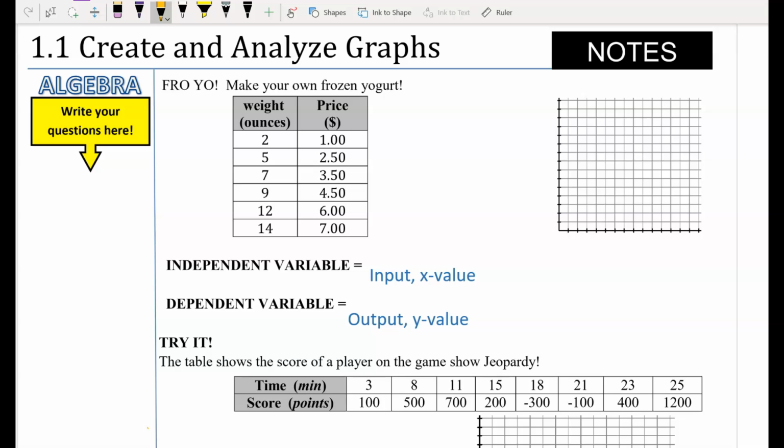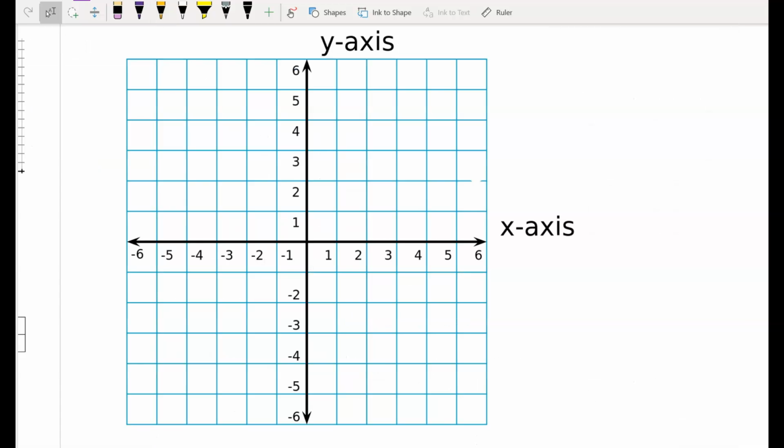Alright, let's get started with Unit 1, Lesson 1, where we're going to create and analyze graphs. Now the graphs that we're going to be creating are scatter plots, which means we're just plotting points. Points are also called ordered pairs, where you have an x value and a y value, and you place it on a coordinate plane like you see here. So you have a horizontal x-axis, you have a vertical y-axis.